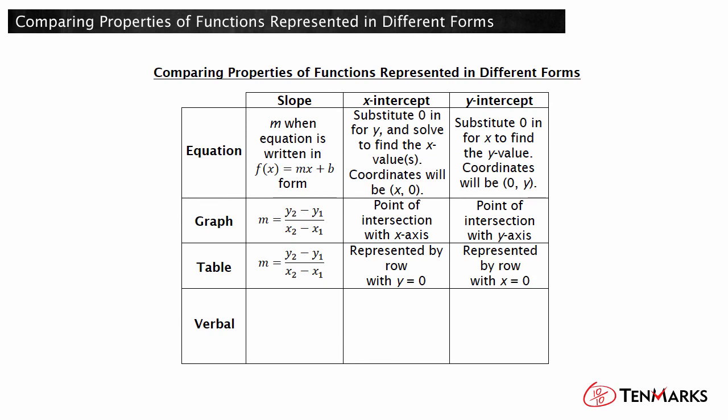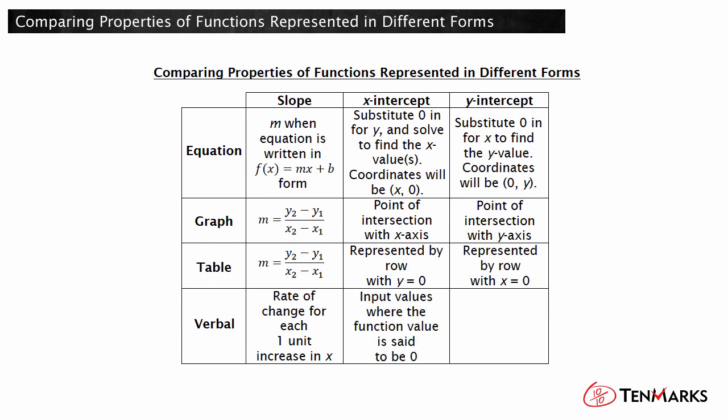In a verbal description, the slope is the rate of change when the function is increasing by the same amount for each interval. X-intercepts might not be stated in a verbal description. They would be the inputs where the function value is 0. For instance, the time at which the height of an object is 0 may be represented by an x-intercept, or the days until an account balance is 0 may be represented by an x-intercept. The y-intercept, if described, is the starting value when the input variable is 0.